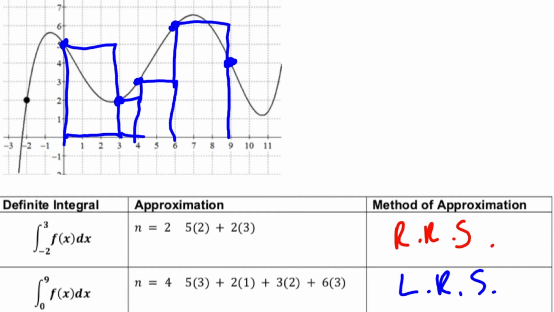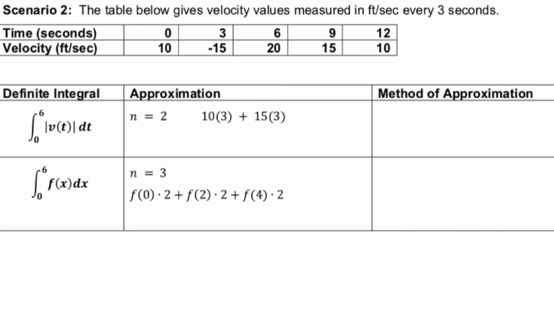Okay, so let's move on to the next page, which had this table right here. Now this is kind of like, I don't understand why they put these. They kind of lumped them together here. Because v of t is your velocity, and then you have the absolute value of the velocity there. F of x, I don't know what f of x is. It's just some other function going from 0 to 6.